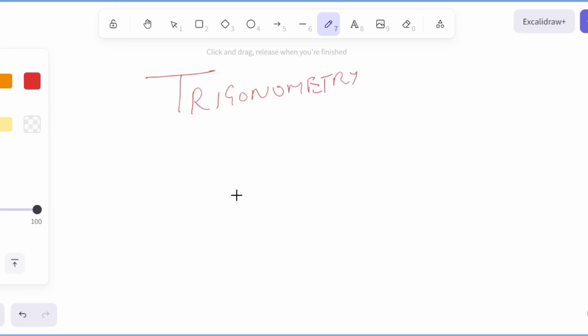Trigonometry means the measuring of angles, or you can say it is the branch of mathematics that deals with the study of the relationship between the sides and the angles of any triangle. So for example, if I have a triangle, right angled at B.